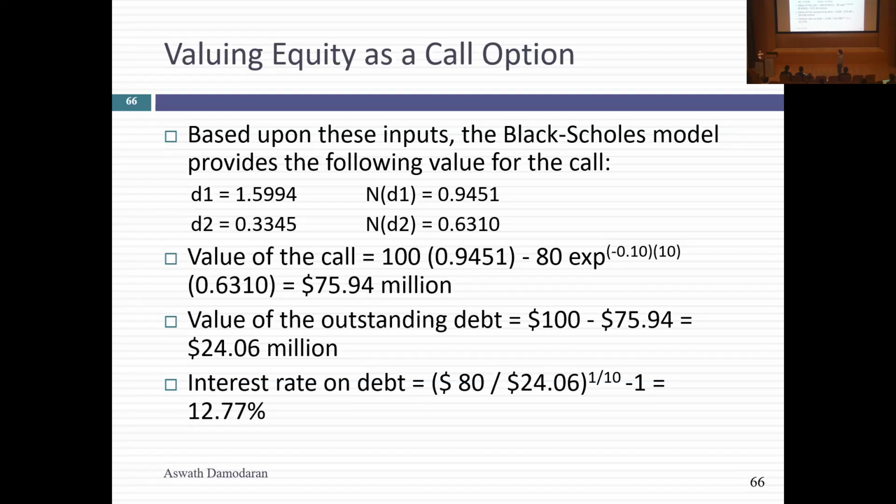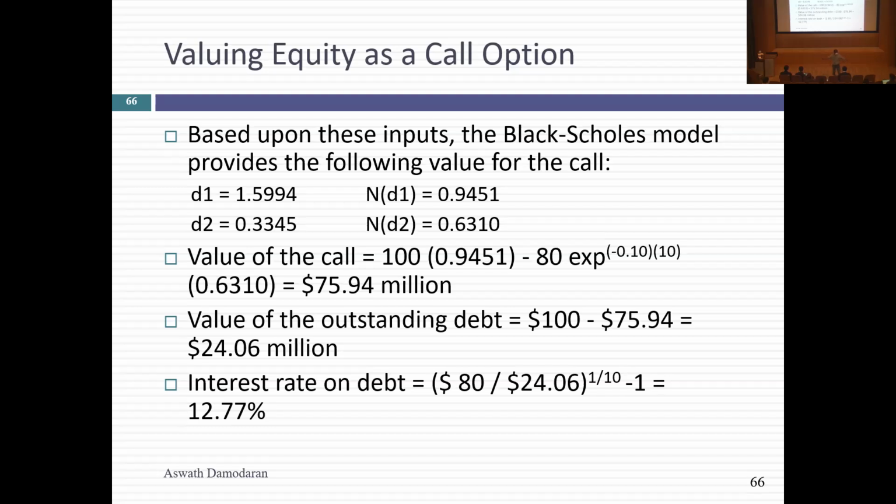Remind me again what N(d2) is? It's the risk neutral probability that this option will be in the money, right? But think about what that means. S is the value of the asset, K is the outstanding debt. There's a 63% chance that the value of my assets will exceed my debt, which means there's a 37% chance of bankruptcy. The value that I get for the equity is 75.94 million. That's what your equity is worth.